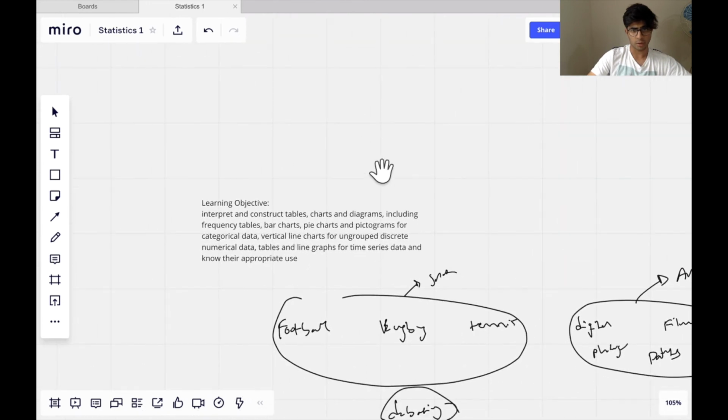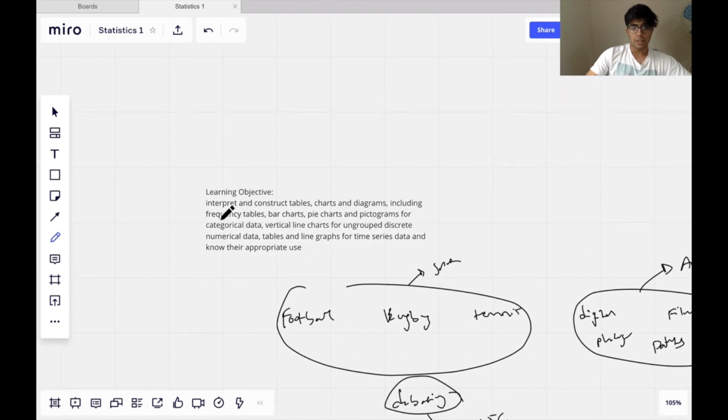So we've talked about frequency tables, done; bar charts, done; pie charts, done; and pictograms for categorical data. So we talked about what that is. Now for ungrouped discrete data, we talk about vertical line charts and tables, and line graphs for time series data, and know their appropriate uses. Knowing their appropriate uses just comes down to seeing enough of these bar charts and so on, and you figure out when they're used.